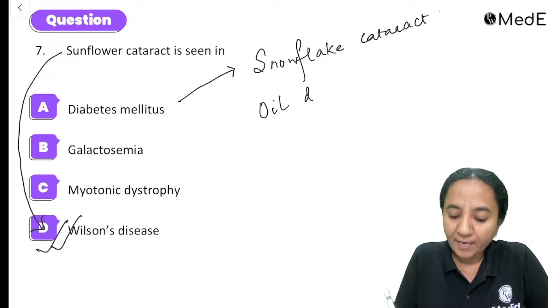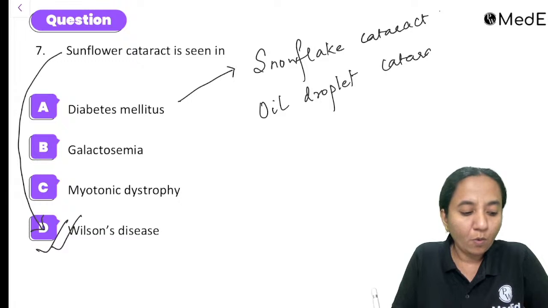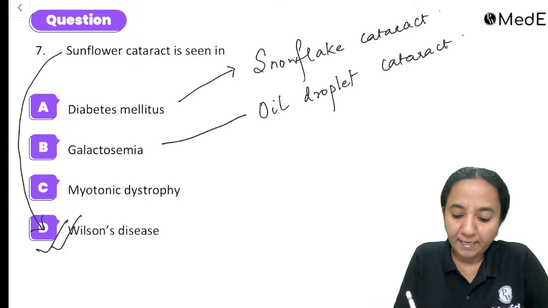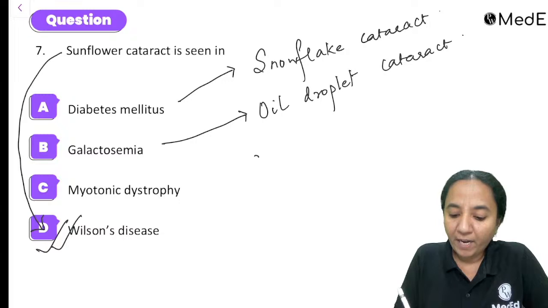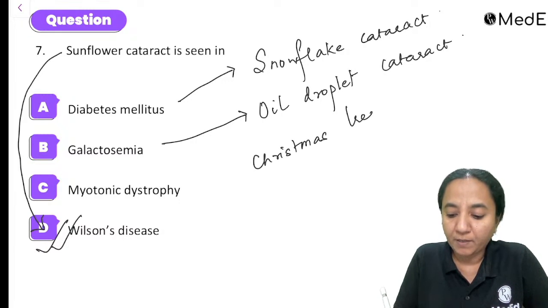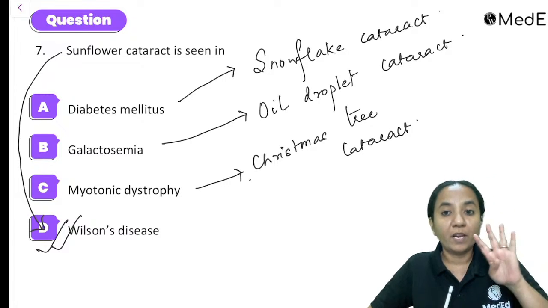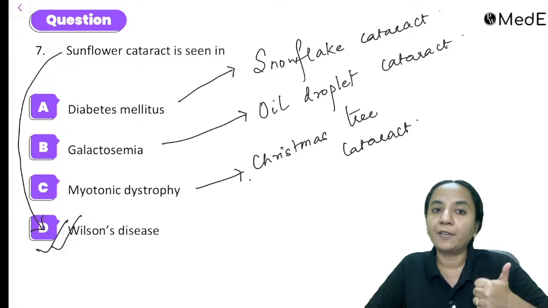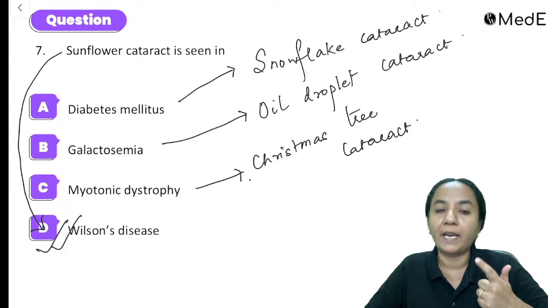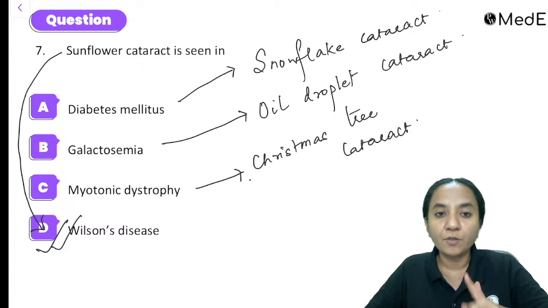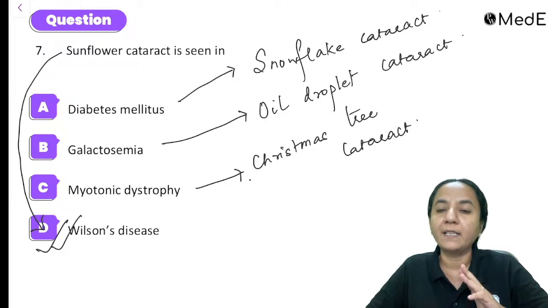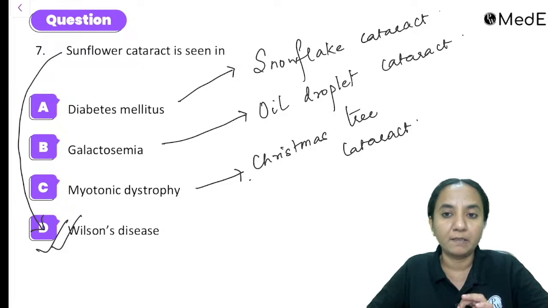What is the name of the cataract seen in galactosemia? It is oil droplet cataract. So oil droplet cataract is seen in galactosemia. And what is the name of the cataract seen in myotonic dystrophy? It is called Christmas tree cataract. So there are four one-liners here. Snowflake cataract, diabetes mellitus; oil droplet cataract, galactosemia; Christmas tree cataract, myotonic dystrophy; and sunflower cataract, Wilson's disease.